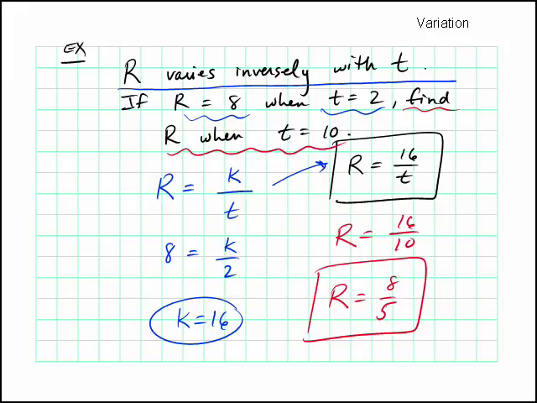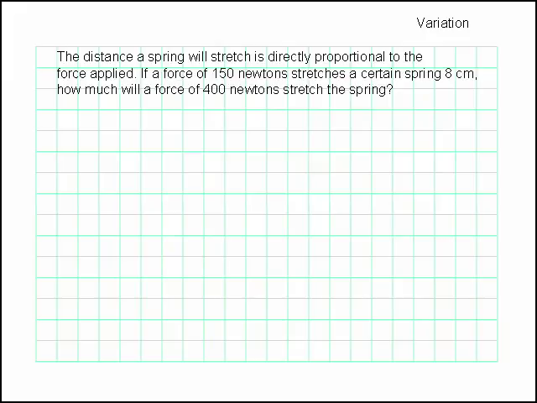Okay, so there's a difference between direct variation and inverse variation. Let's do now some examples that are more applicable to the real world. The distance a spring will stretch is directly proportional to the force applied. Now we got to get an equation out of this, and here's how we do it. The distance is directly proportional to the force. So I'll use d for distance. Directly proportional means k times force, F for force. I've got my equation. Directly proportional, direct variation.